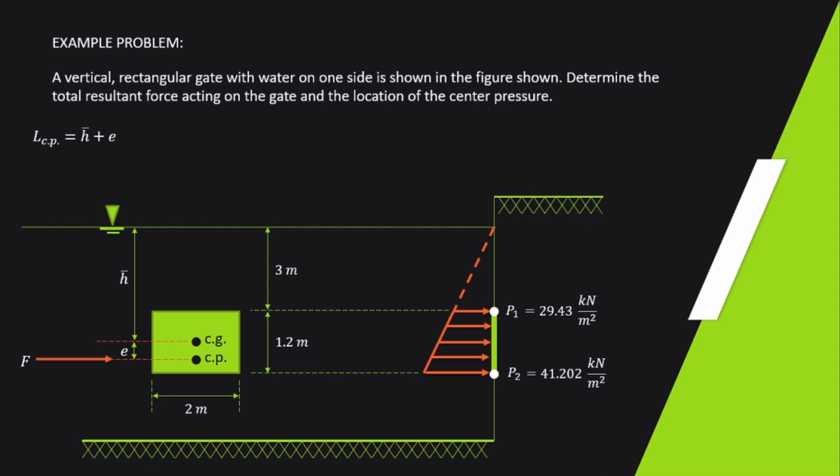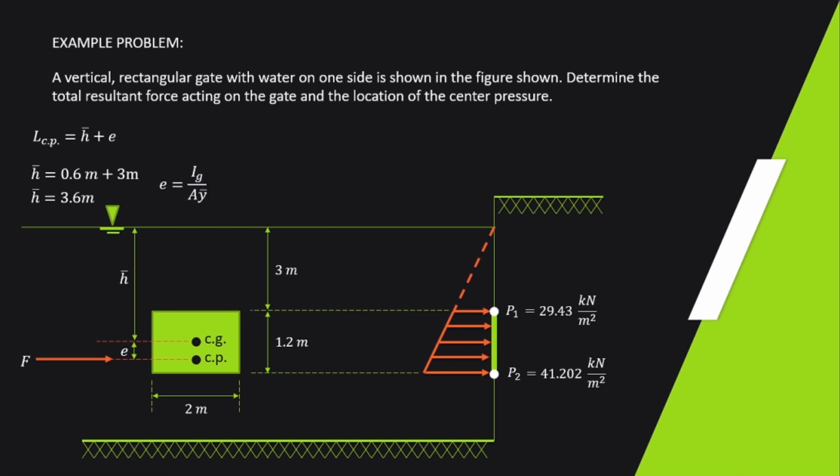And for the location of our center of pressure, it is not stated here what the reference is, because the reference could be the top surface of the plate or the top surface of the liquid. So let's say its location is from the top surface of the liquid. And that equals H bar, the location of the center of gravity from the water surface, plus the eccentricity. And our H bar is 0.6 plus 3 meters, because half of 1.2 plus 3 meters is 3.6 meters.